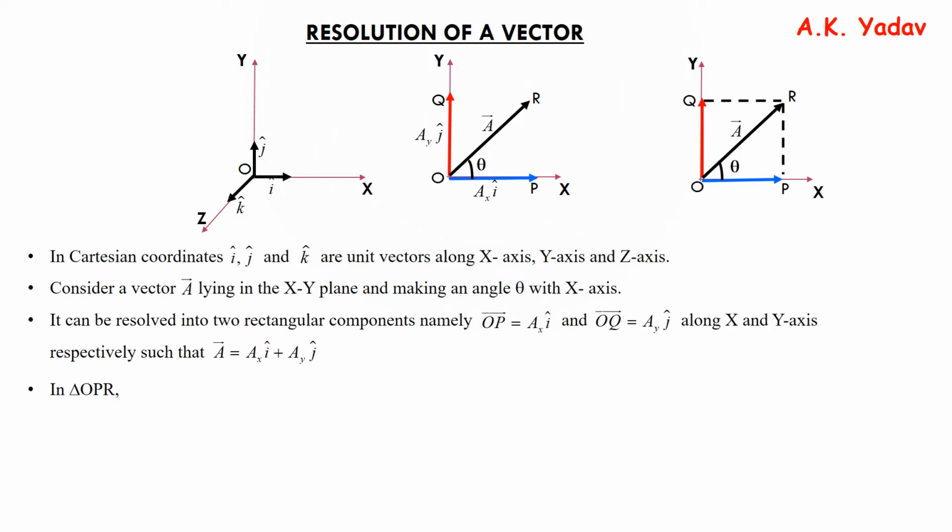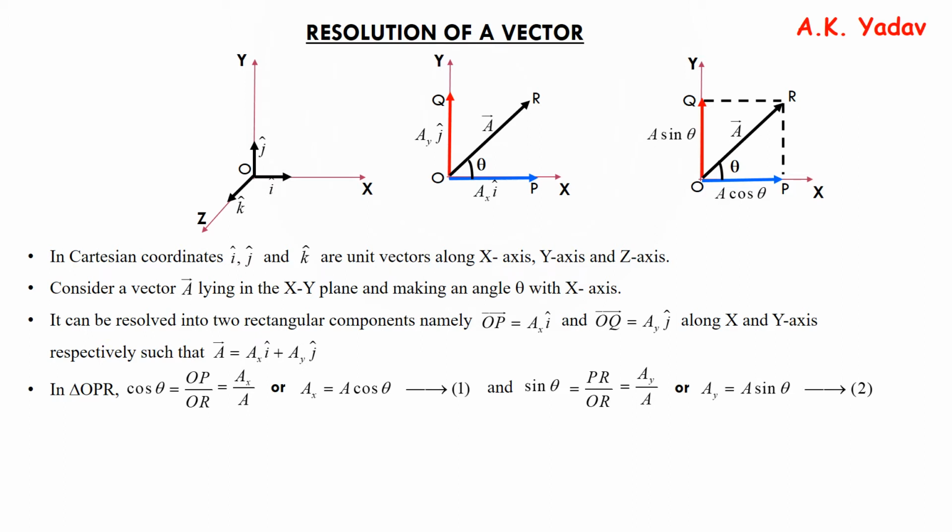Now in triangle OPR, what is cos theta? Cos theta is OP by OR, which is Ax by A, or Ax can be written as A cos theta. And what about sine theta in the same triangle? That will be equal to PR by OR, which is Ay by A, or can I write Ay equals A sine theta?